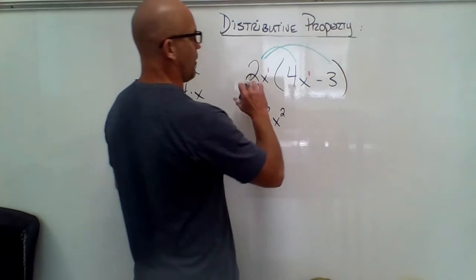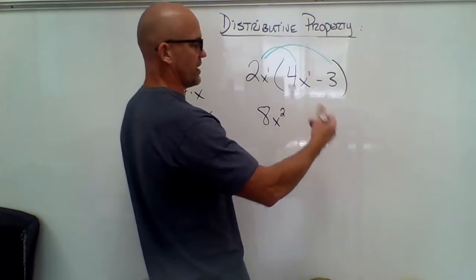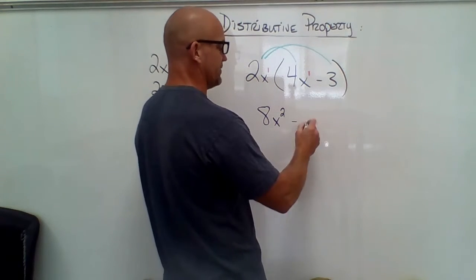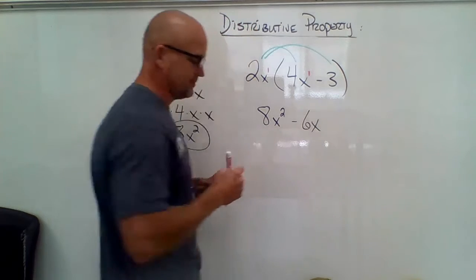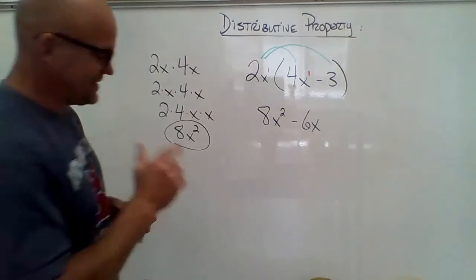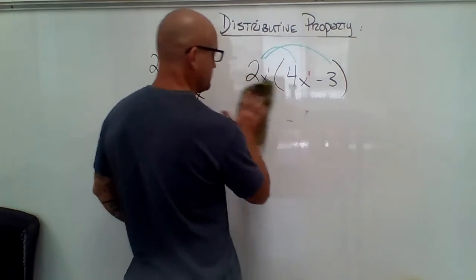Then, of course, follow along. 2x times this minus 3 or negative 3 becomes minus or negative 6x. Hopefully that's okay. Let's step it up another notch.